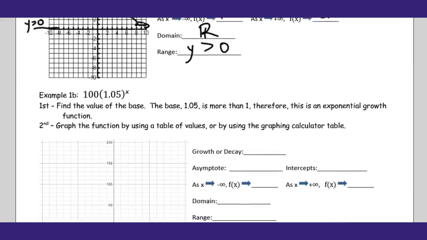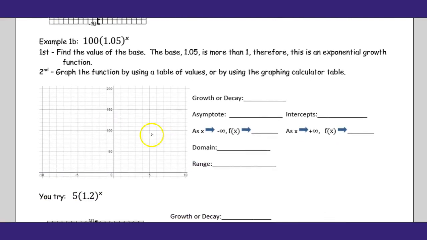All right. Now let's go over here to this word problem. It says, example 1b, 100 times 1.05 to the x. Remember the rule, we look at b. In this case, b is greater than 1. All right, b is greater than 1, so that means it's an exponential growth. And it says it right here too, exponential growth. So this is a growth.